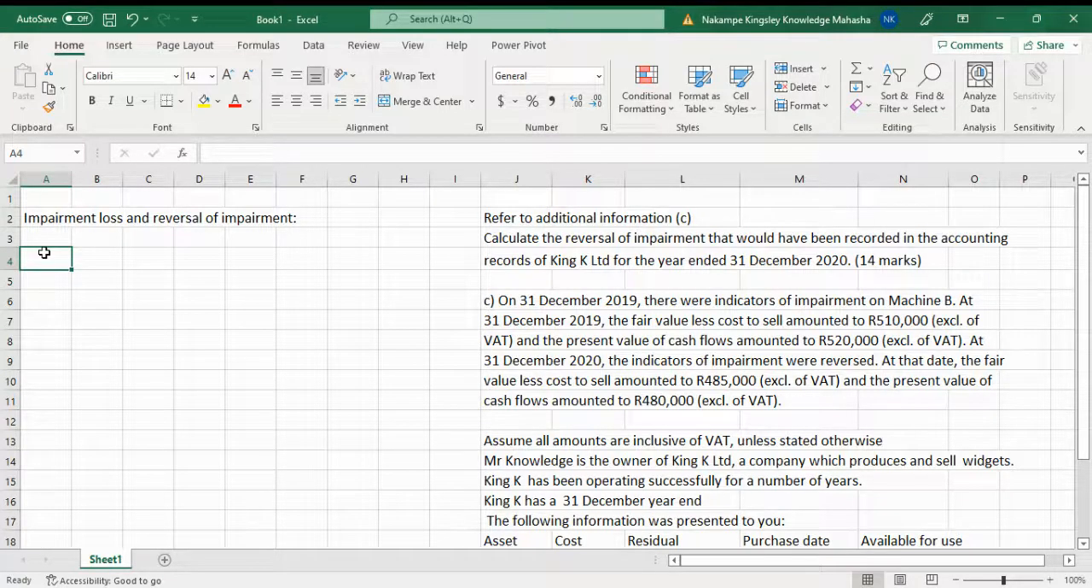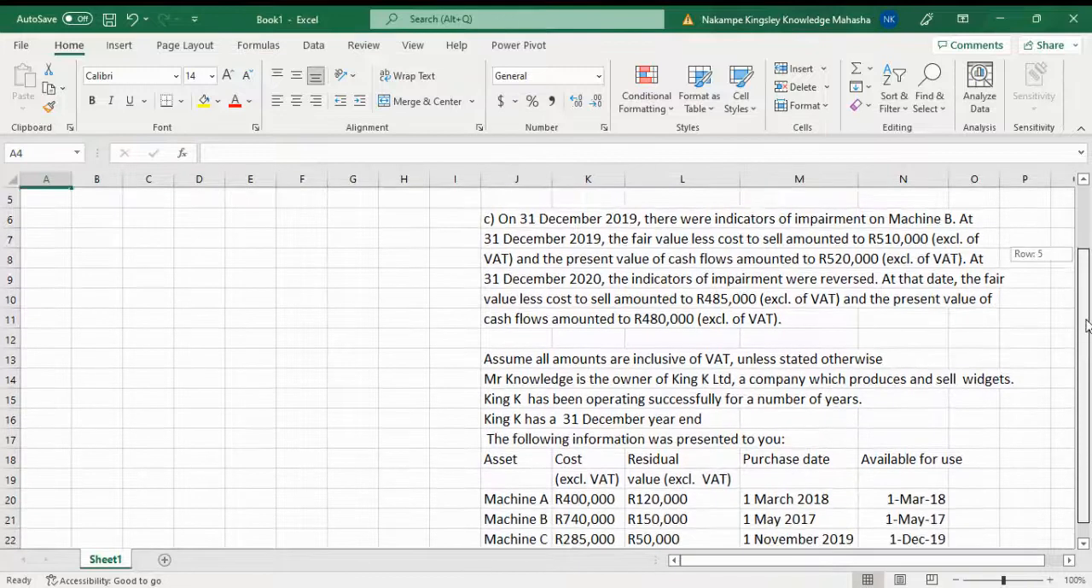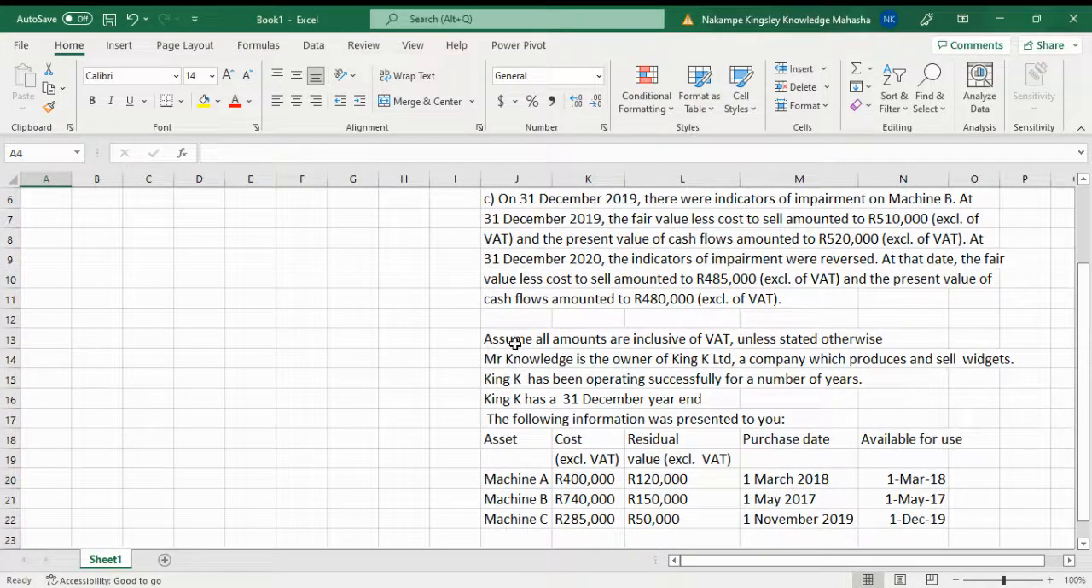So today we'll be doing impairment loss and reversal of impairment loss. So guys, we have a question here. I just tried to type it here on my Excel sheet. The question says refer to information C. But basically, before we can go to the question, let's read the scenario that we are given here. It says that assume all amounts are inclusive of VAT, unless stated otherwise.